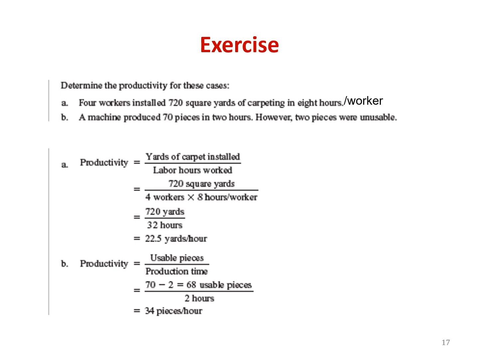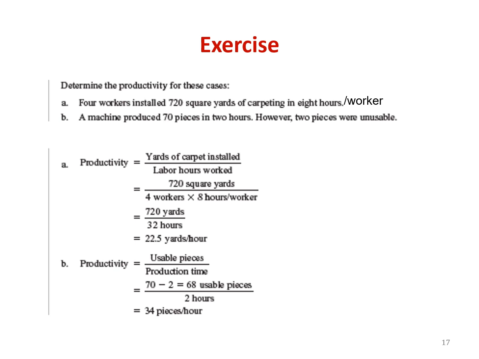Here is one exercise related to the partial productivity just now. The first question: determine the productivity for the cases. The first one, 4 workers install 720 square yards of carpeting in 8 hours, meaning each worker takes 8 hours. So what is the productivity in this situation?